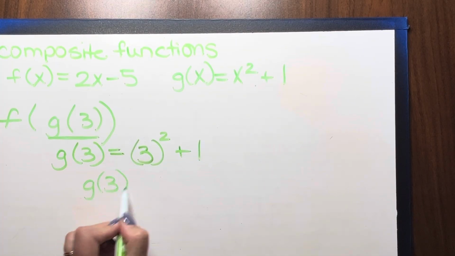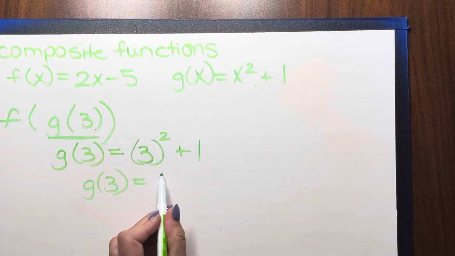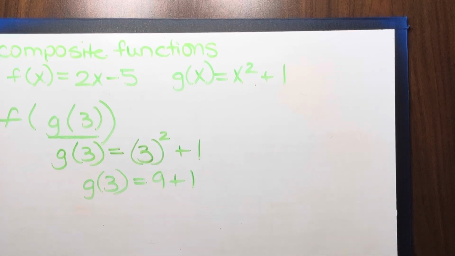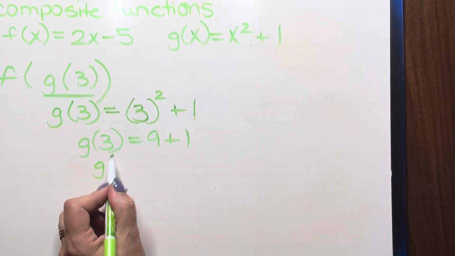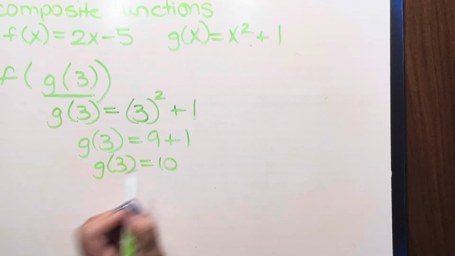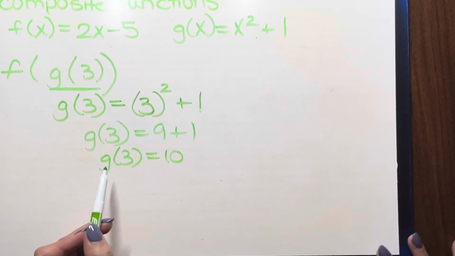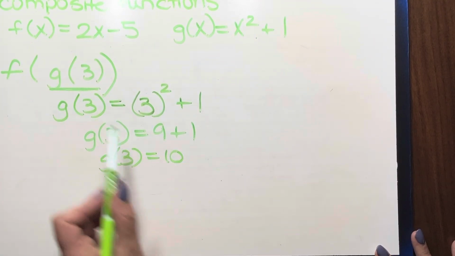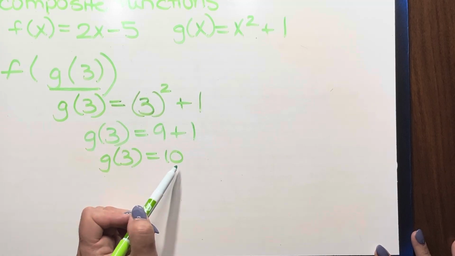So g of 3 is equal to 3 squared, which is 9, plus the 1. So g of 3 is 10. So what we've done is we've come up with the value for the function g at 3, which is 10.